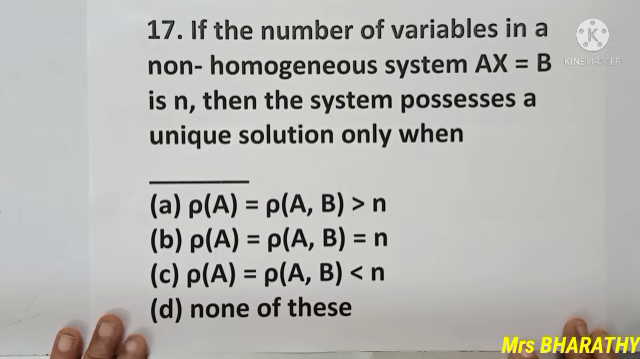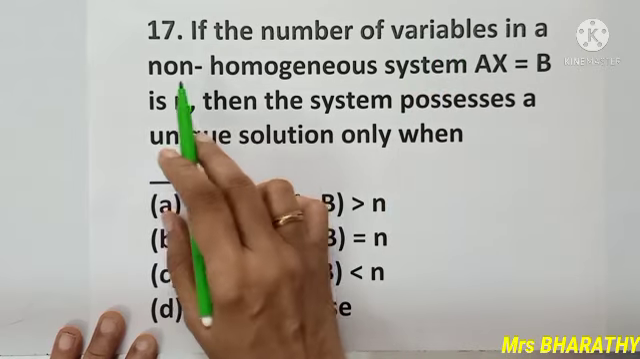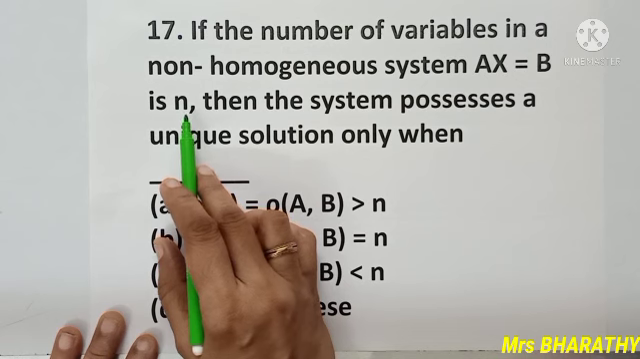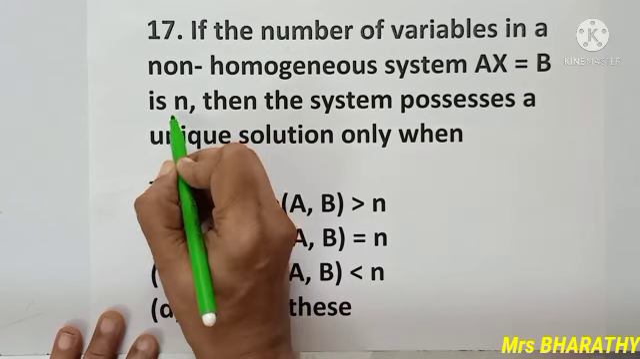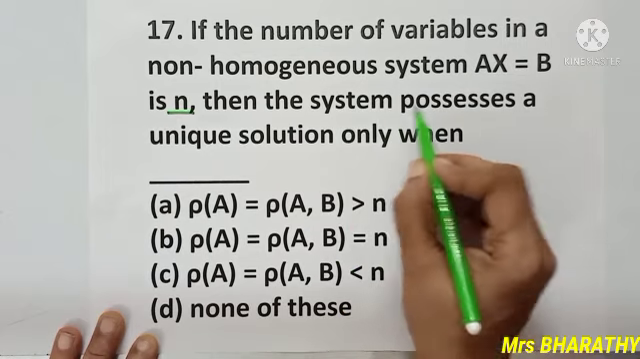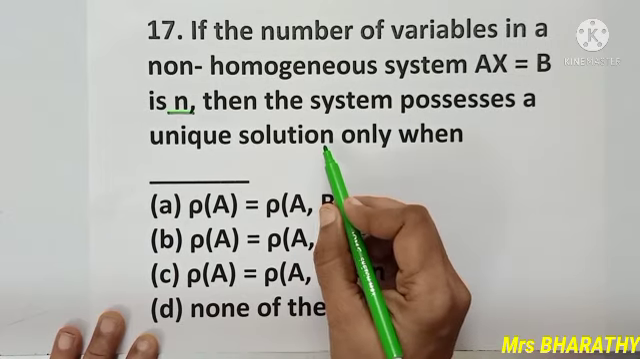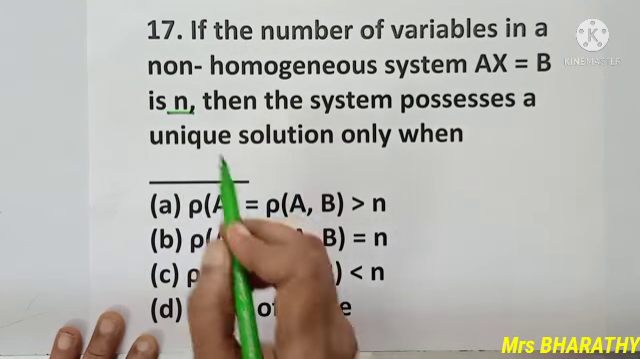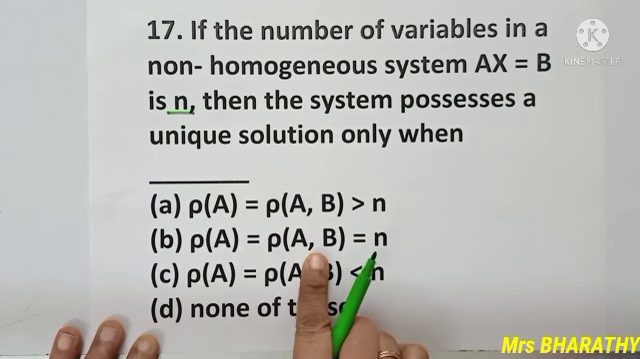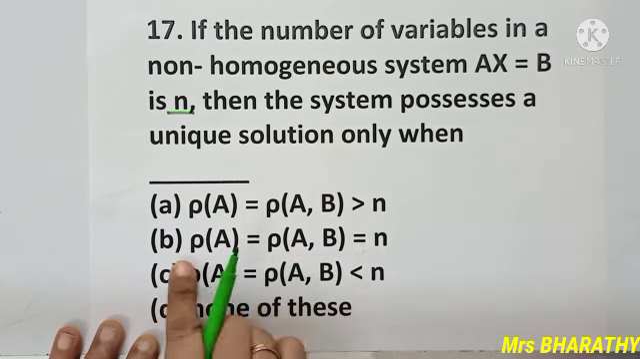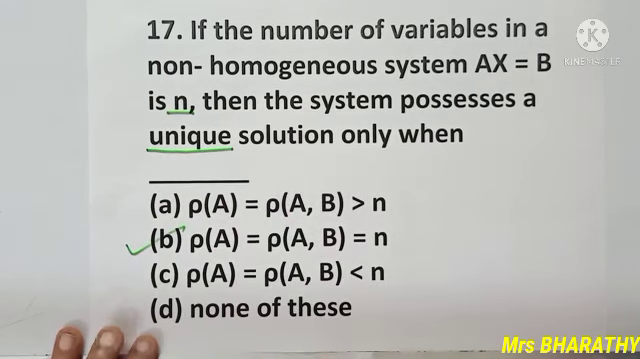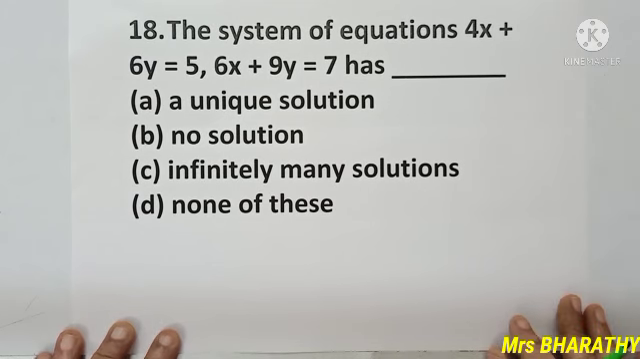Question number 17. It is a direct question from the formula. Number of variables in a non-homogeneous system Ax equal to B is n. The system will possess a unique solution when row of A, row of AB and n all are equal. So option B is the right choice for unique solution.